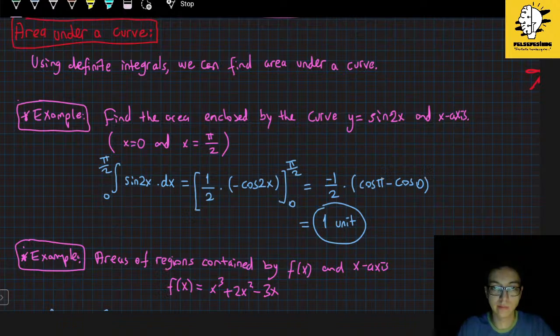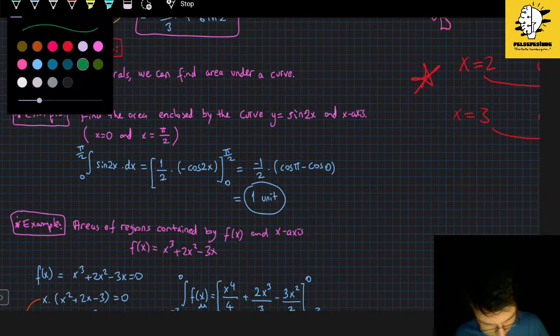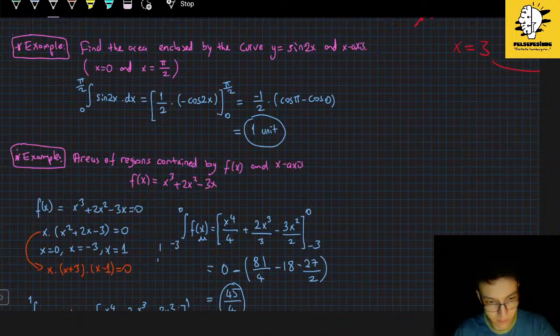Okay, so the question says find the area enclosed by the curve y equals sin 2x and the x-axis. This is actually the same thing I wrote, but with pi over 2, not with pi over 3. Guys, I will not solve it. Burak, let's pass to the second question because we already solved it. There's no point in doing it again. This question is very, very important. It says areas of regions contained by f(x) and the x-axis.